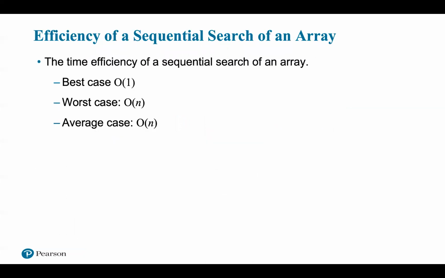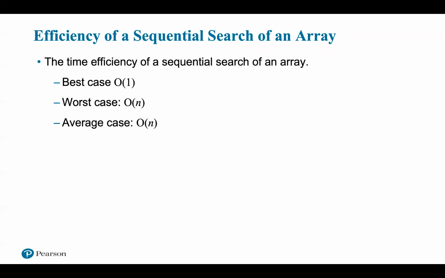So what about the efficiency of a sequential search of an array? Whether you implement a sequential search iteratively or recursively, the number of comparisons will be the same. In the best case, you will locate the desired item first in the array. You will have made only one comparison, and so the search will be big O notation 1.